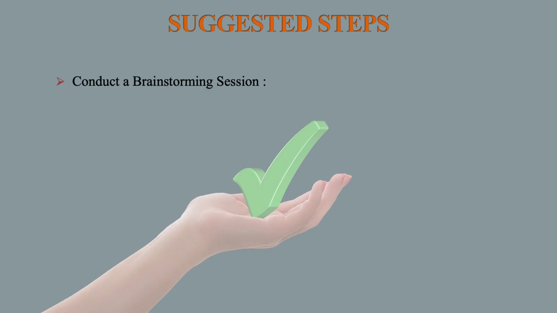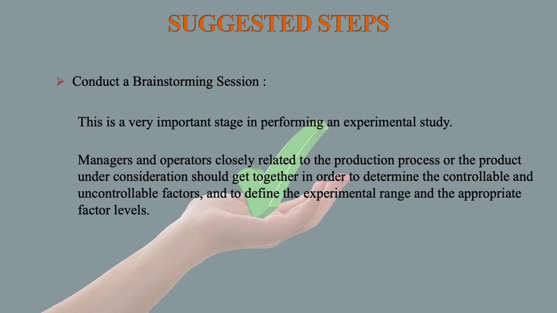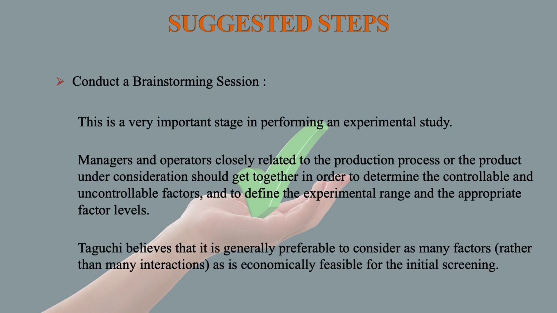Then conduct a brainstorming session. This is a very important stage in performing an experimental study. Managers and operators closely related to the production process or the product under consideration should get together in order to determine the controllable and uncontrollable factors and to define the experimental range and appropriate factor levels. Taguchi believes that it is generally preferable to consider as many factors as is economically feasible for the initial screening.